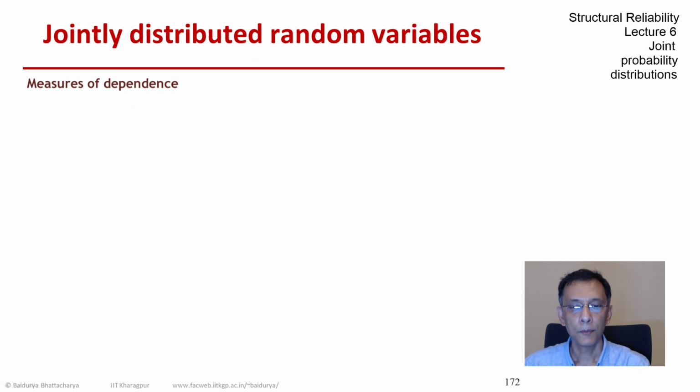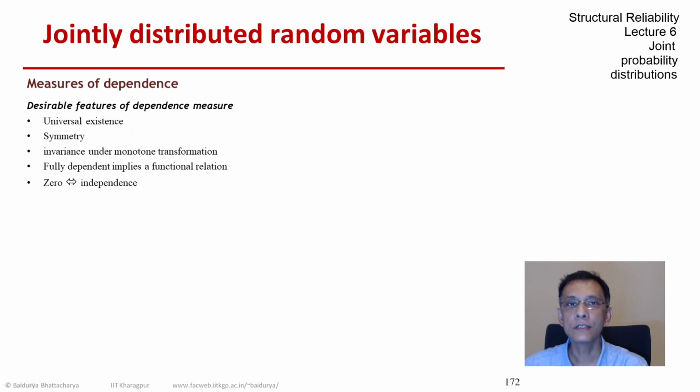Now, after discussing independence, let's also talk about dependence and how to measure dependence. An ideal measure of dependence between two random variables should have a set of desirable properties. I have listed a few here. Universal existence, symmetry, meaning the dependence measure between x and y should be the same as that between y and x. If I know the dependence measure between x and y, if I exponentiate both or one of them, that should not change. If my measure shows that they are fully dependent, that should imply an underlying functional relationship between x and y. If the measure is 0, then it should imply independence, and vice versa.